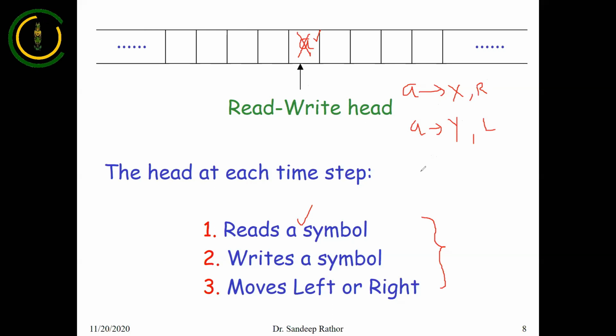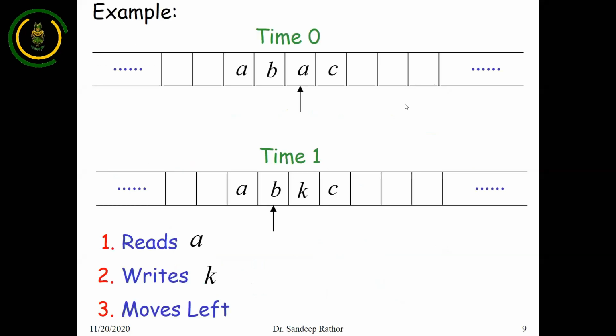If you read A and you want A to remain unchanged, then you can write A, just A, and move in the direction right or left, whatever. So this is the simple way. It consists of three components or three parts. For each transition, you should mention all the components clearly.